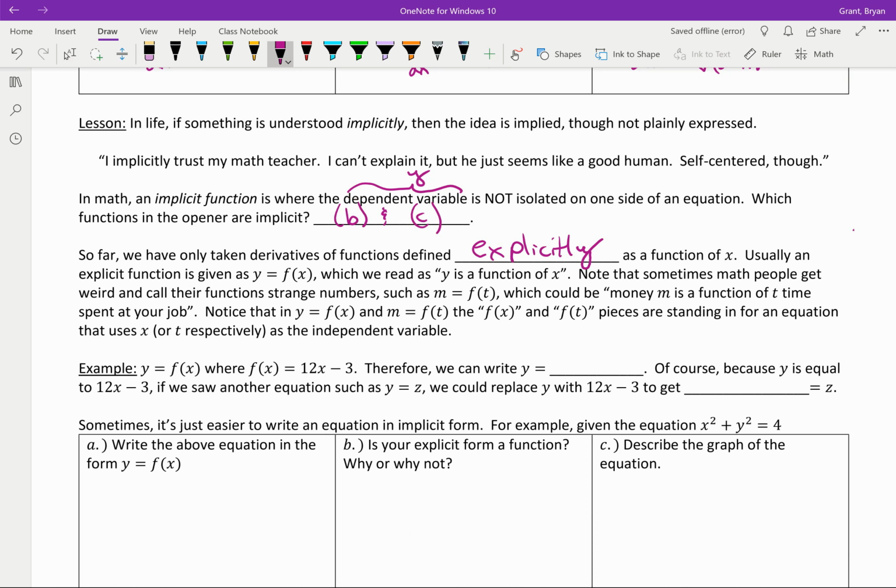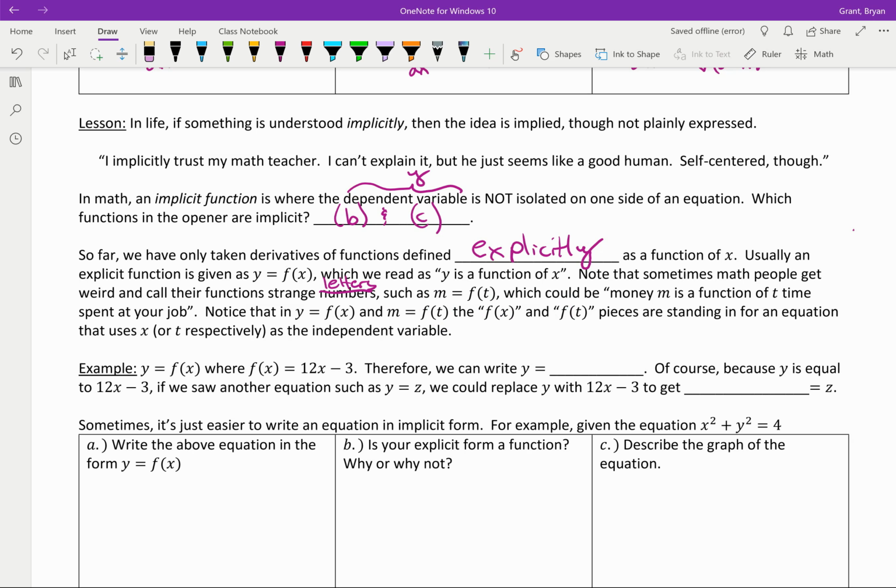Now, sometimes you could call your functions by strange letters or variables, whatever you want, such as m equals f of t, which could be maybe money is a function of t, time spent at a job. You can also go ahead and change this f symbol here. I really don't like to do that, though. I think it just adds confusion as to what that symbol means. I like having f there because I really like to think of f as standing in for a function. It's all the stuff that's happening to this independent variable.